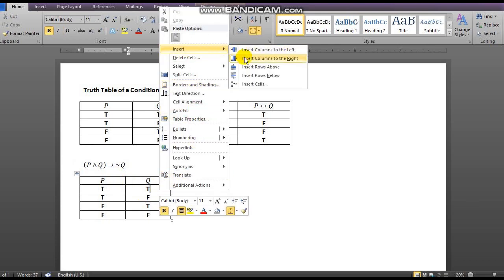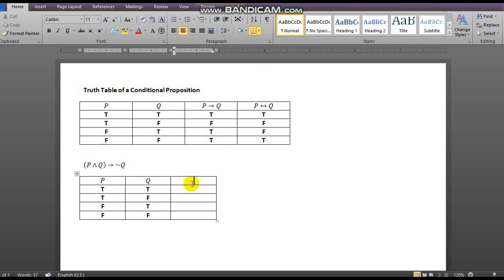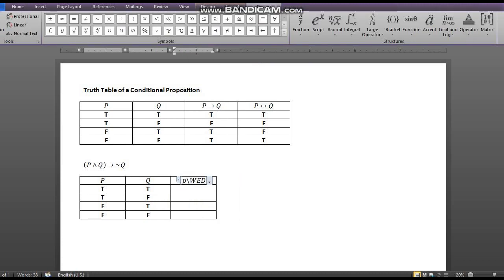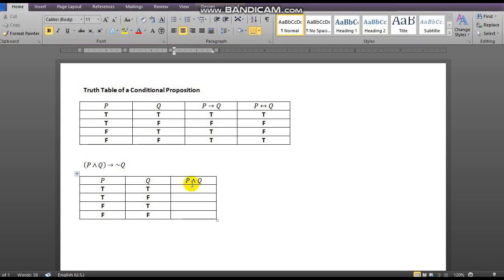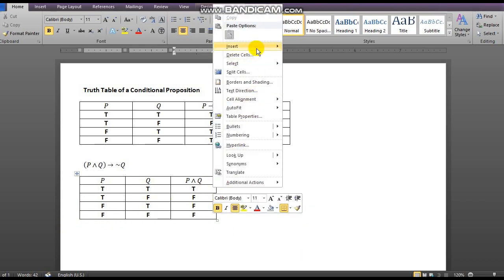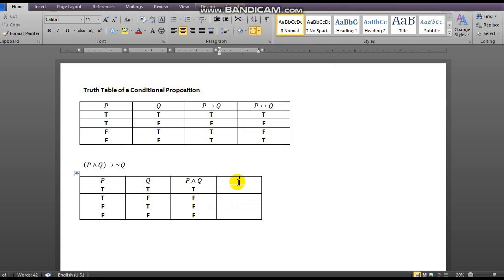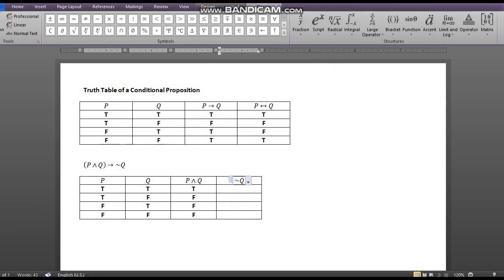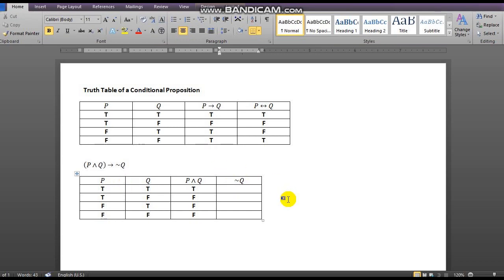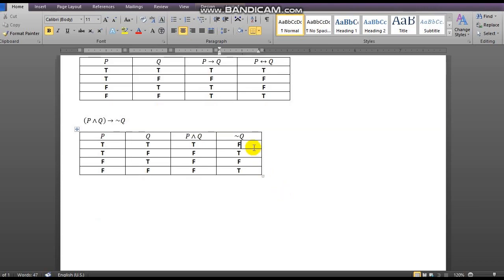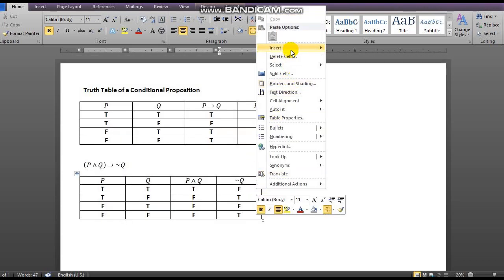So let's have the first statement, P and Q. So this becomes true, true is true, true, false is false, false, true is false, and false, false is false. So that's the truth value for the and. Let's now have not Q. So if Q is true, not Q is false. If Q is false, it is true. So that's our truth value for the not Q.